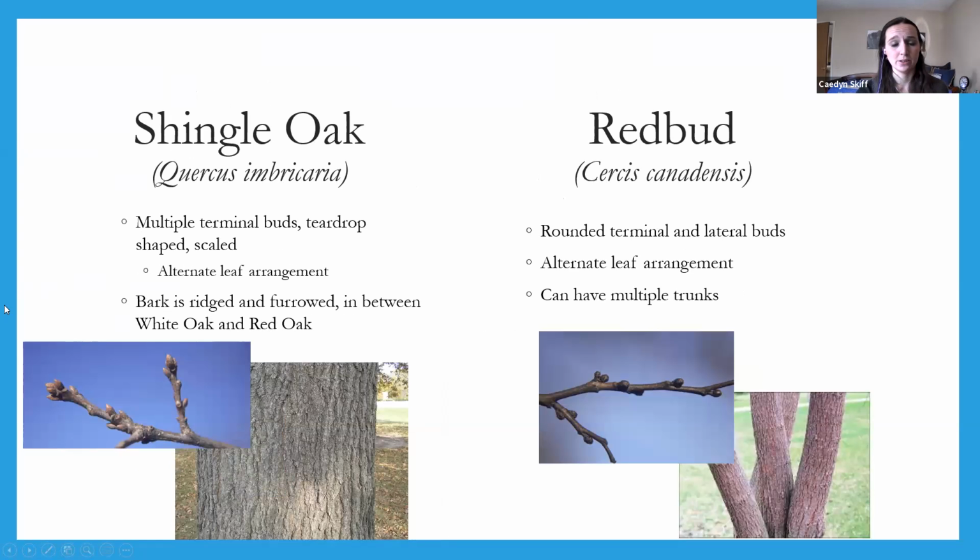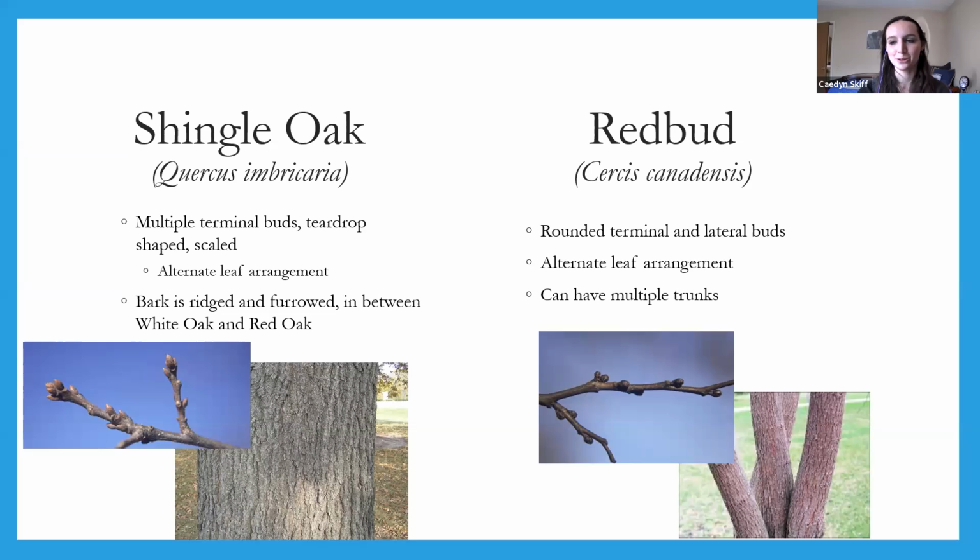The next one is there's also a shingle oak, which is a very interesting oak to me because the leaves don't have a typical oak shape. They're more smooth and lobed rather than those typical oak leaves that we're used to seeing. So the shingle oak has multiple terminal buds. Like I said, they have those grouped buds at the end of the twig. Their buds are more teardrop shaped and scaled. And you can see there, it's got that alternate leaf arrangement.